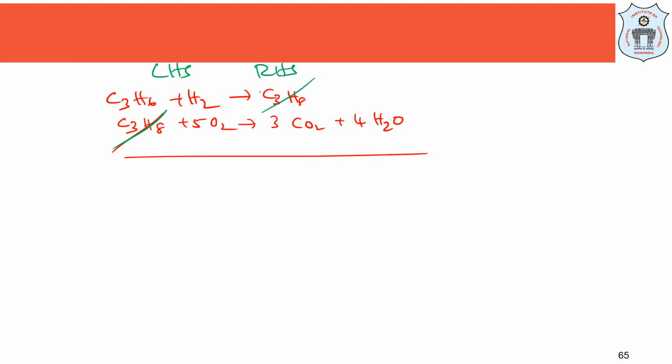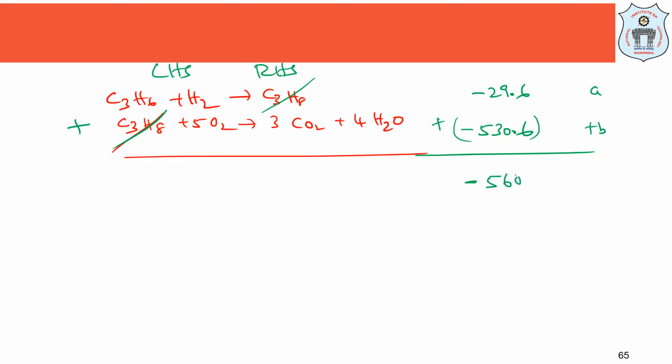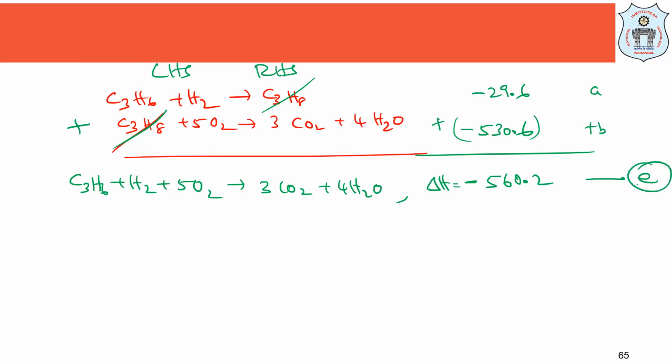Anything else getting cancelled? Then you have delta H also. Let us write that, minus 29.6 and minus 530.6. So this is mere addition, right? This equation A plus B, only we are writing. This simple addition gives us minus 560.2 as the delta H for this step. So what we have is C3H6 plus H2 plus 5O2 giving 3CO2 plus 4H2O. As I said, this is going to be your equation number E.